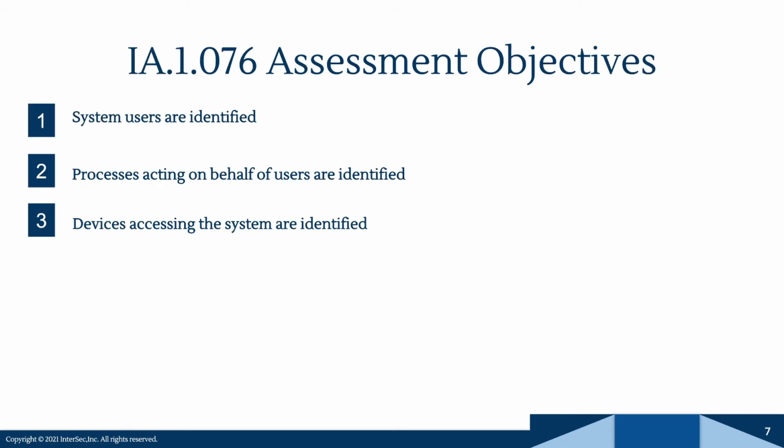Now, let's move on to the assessment objectives. Each assessment objective includes a determination statement related to the CMMC practice that is the subject of the assessment, in this case, IA.1.076. The determination statements are linked to the content of the CMMC practice to ensure traceability of the assessment results. Here, the assessment objectives are: 1. System users are identified, 2. Processes acting on behalf of users are identified, and 3. Devices accessing the system are identified.